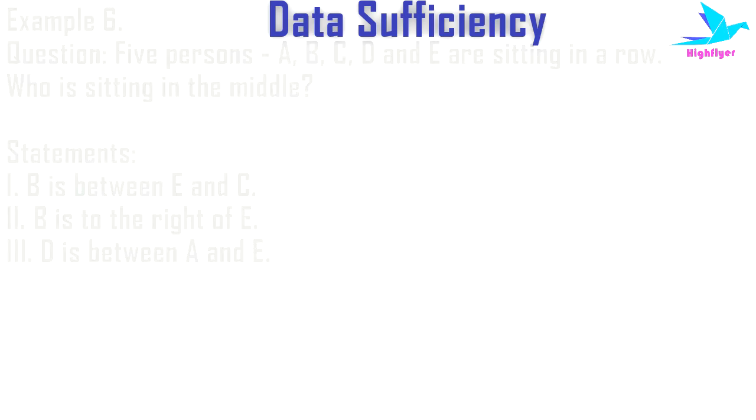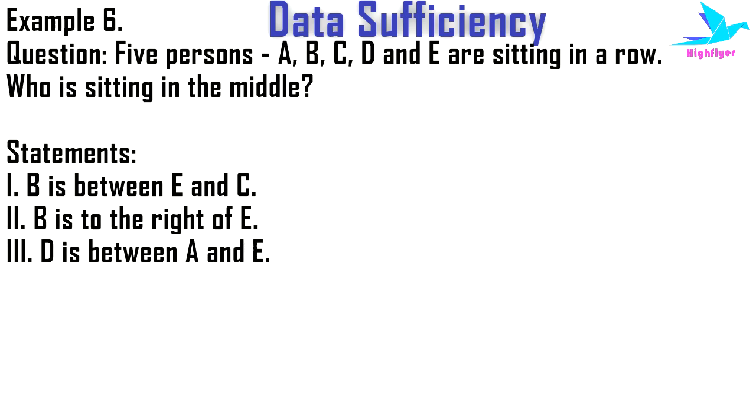Next example. Here the question is, 5 persons A, B, C, D, E are sitting in a row. Who is sitting in the middle? And the statements are: first statement, B is between E and C. Second statement, B is to the right of E. And third statement, D is between A and E.